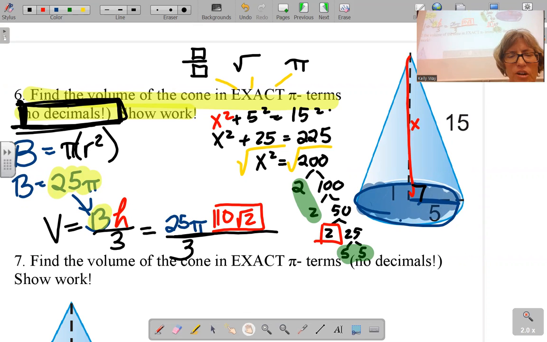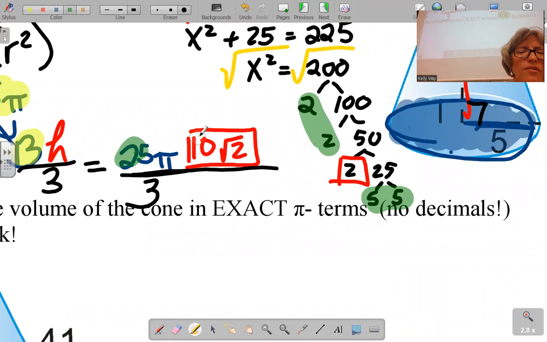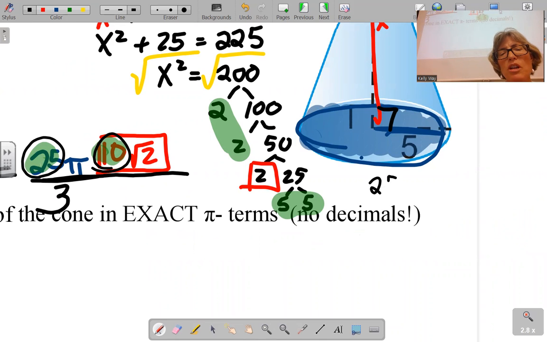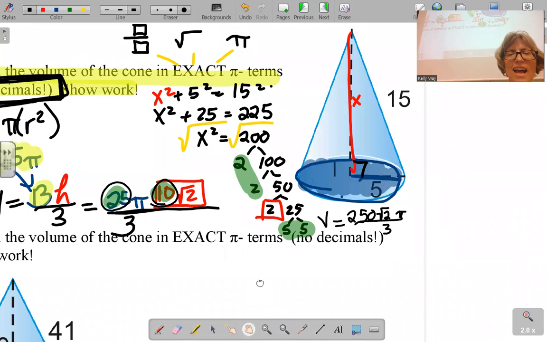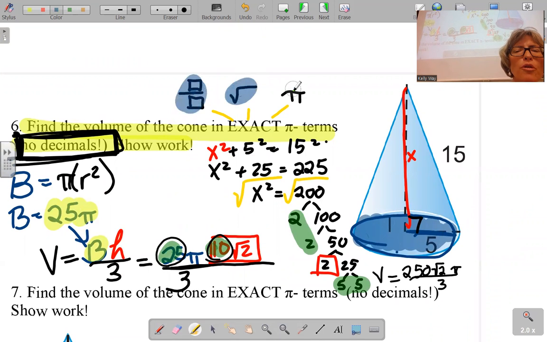So watch carefully here, guys. Final answer. I got 25 and 10 there. Does it divide evenly? No, it doesn't. Not evenly. So I have 250 root 2 pi over 3. Guess what? That's your answer. And I love this particular problem because look, it has all 3 of what's called exact terms, and I know that annoys the daylights out of you.